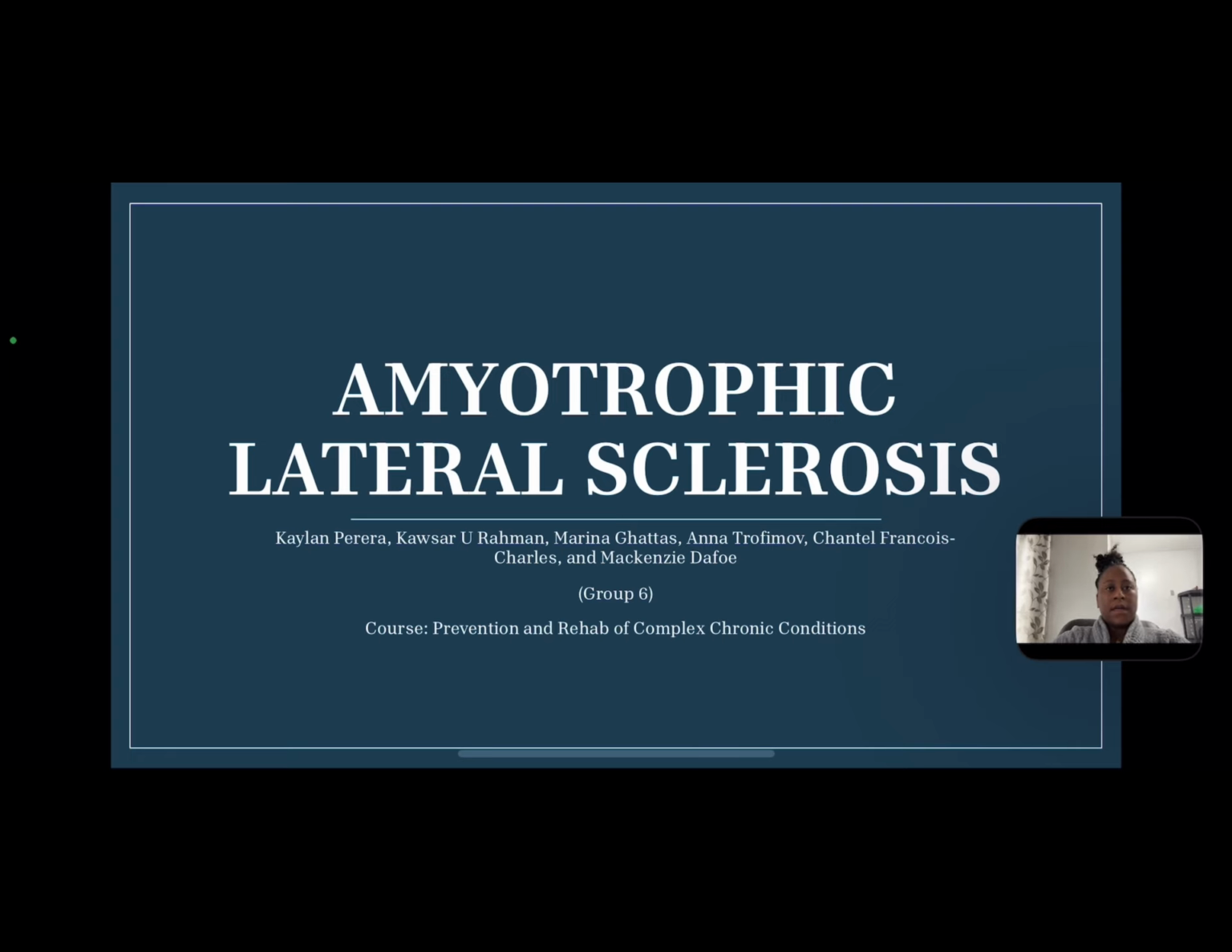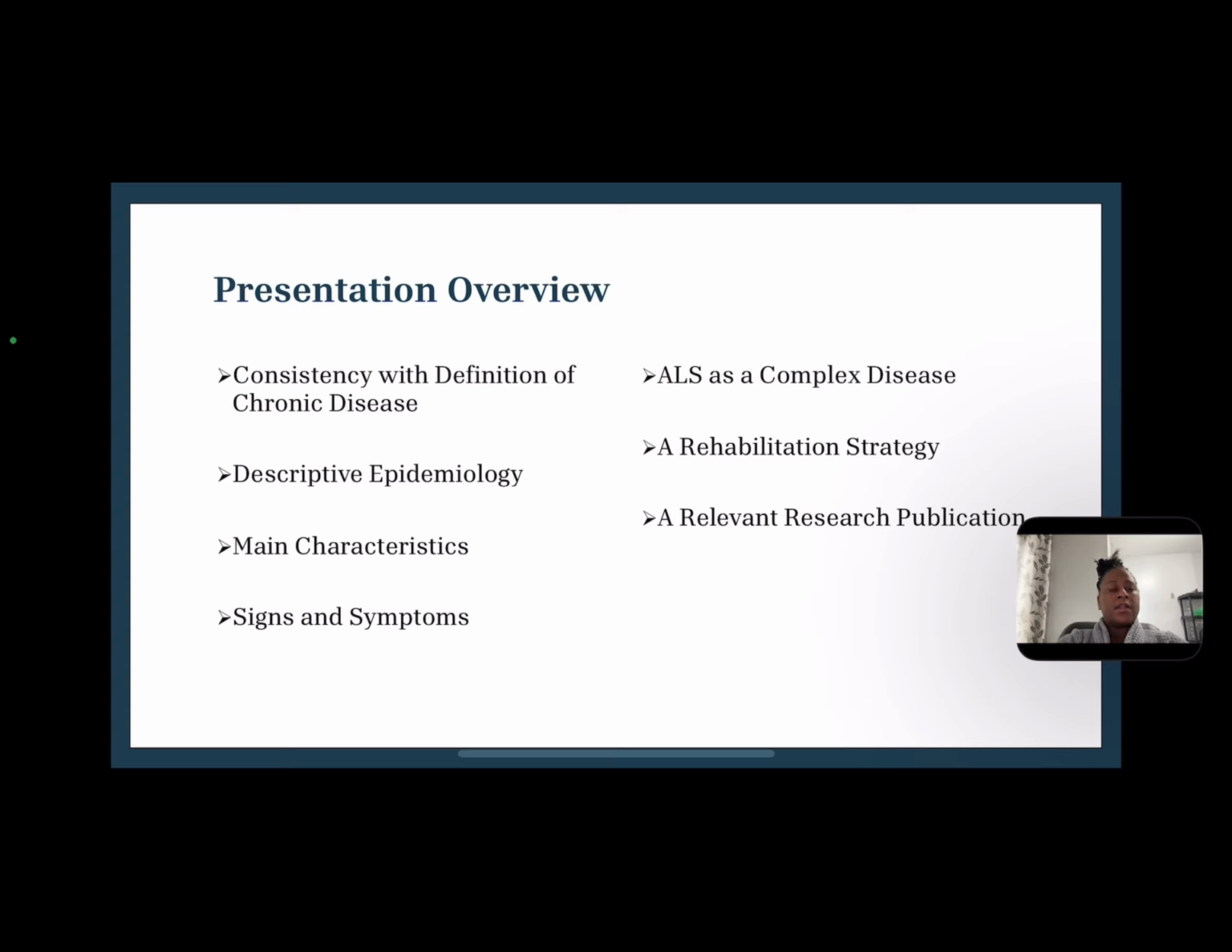Our topic choice today is amyotrophic lateral scoliosis, also known as ALS. Here's a presentation overview of the points we'll be going through today. First, we'll be focusing on ALS's consistency with the definition of chronic disease. Then we will move along to the descriptive epidemiology of the disease, then the main characteristics, the signs and symptoms, how ALS is a complex disease, a rehabilitation strategy, and a relevant research publication.